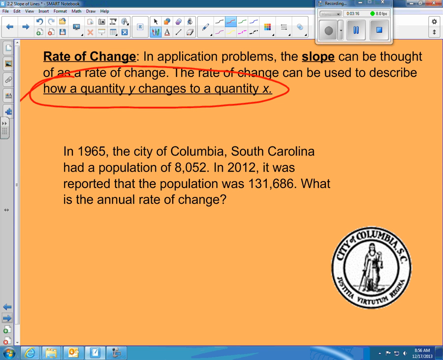So in 1965, the city of Columbia, South Carolina has a population of 8,052 people. In 2012, it was reported that the population was 131,686. What's the annual rate of change? Annual says that we're going to break it down per year. So we actually want to think about this like an ordered pair. 1965 had a population of 8,052. 2012 had a population of 131,686.